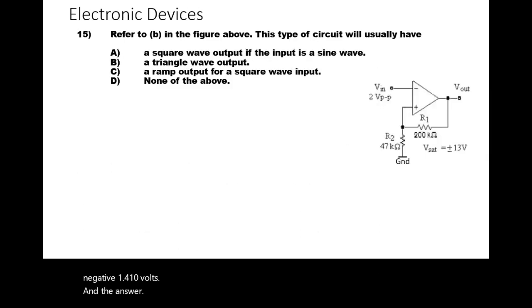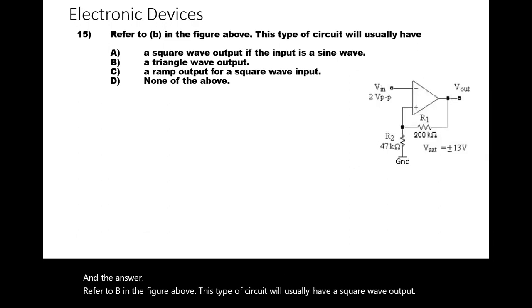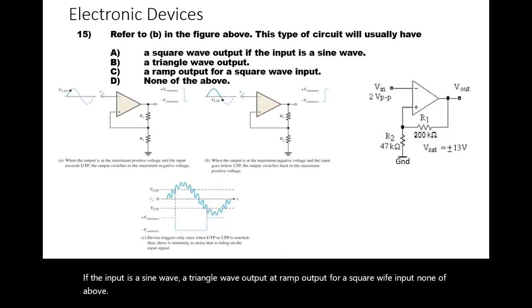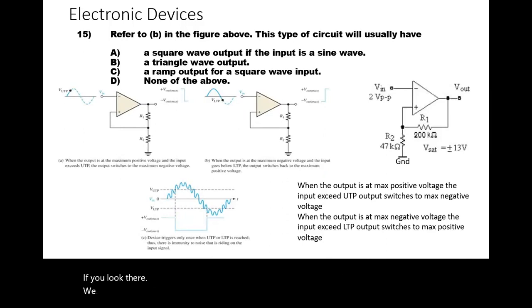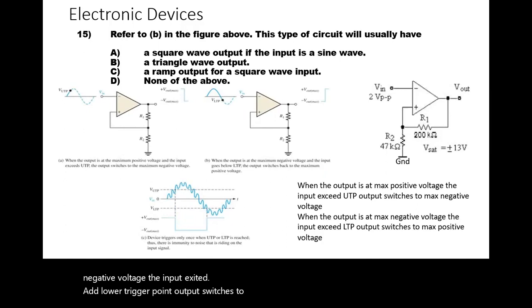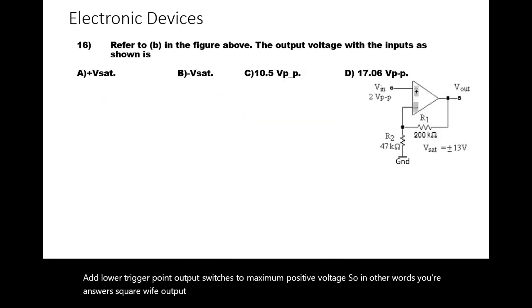Referring to B in the figure above, this type of circuit will usually have a square wave output if the input is a sine wave, a triangular wave output, a ramp output for a square wave input, none of above. If you look there, we will find that when the output is at maximum positive voltage, the input exceeds the upper trigger point and the output switches to maximum negative voltage. When the output is at maximum negative voltage, the input exceeds the lower trigger point and the output switches to maximum positive voltage. So in other words, your answer is a square wave output if the input is a sine wave.